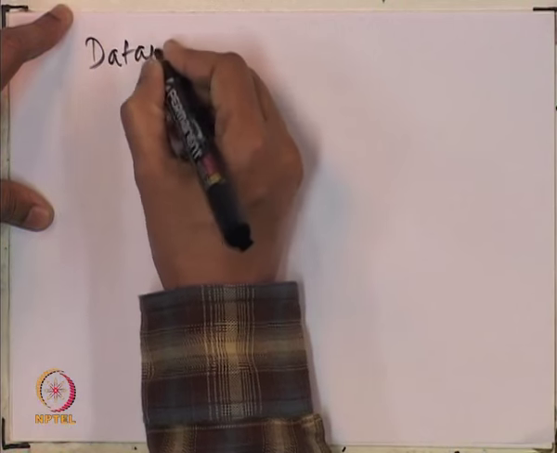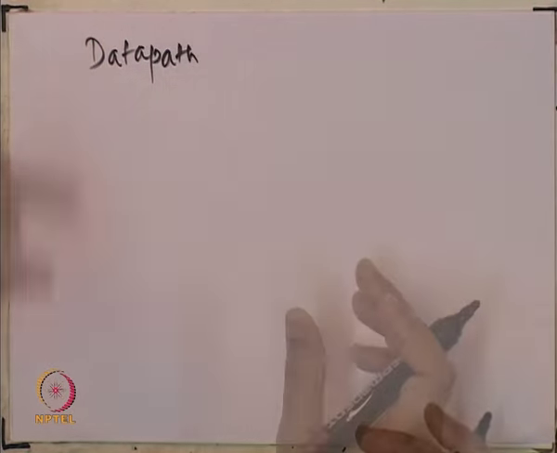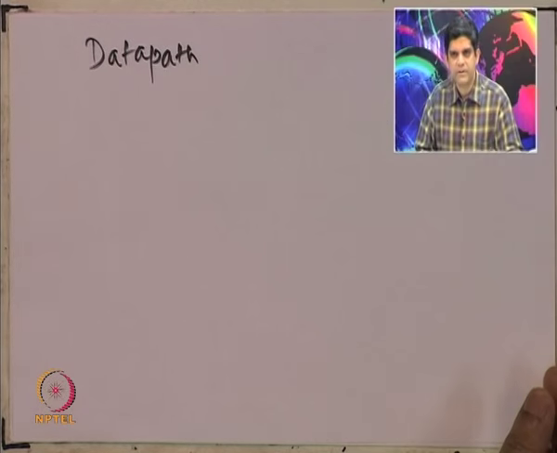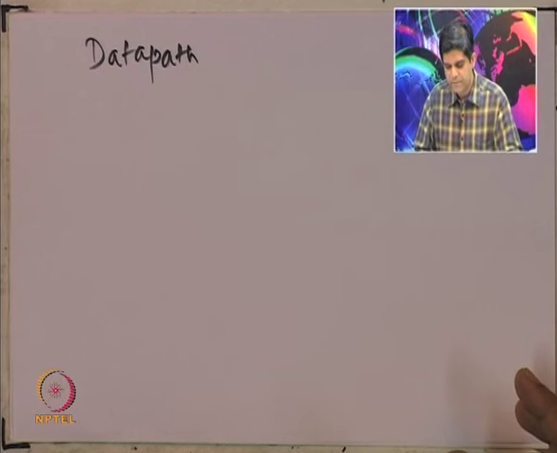Now, let us go to the data path again. So far, we have noticed that instead of two memory blocks, we could have just one memory block, and instead of three ALUs or adders, you could do with only a single adder, a single ALU. So, we could see some resource optimization, but there was a bit of a price to pay, and that was in terms of some extra registers that we required.